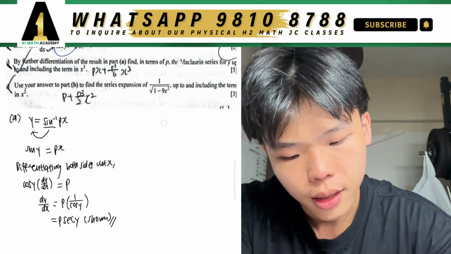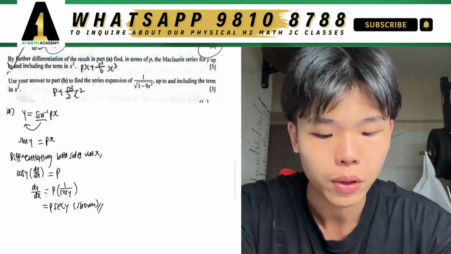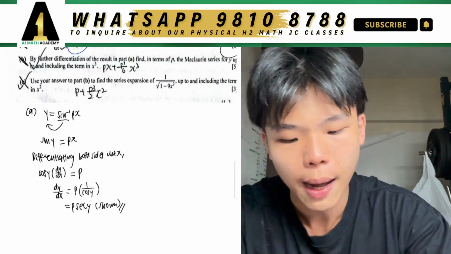For part B over here, using the differentiation result in A, find the Maclaurin series for y up until x cubed.